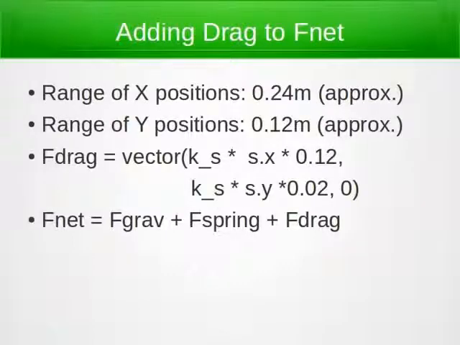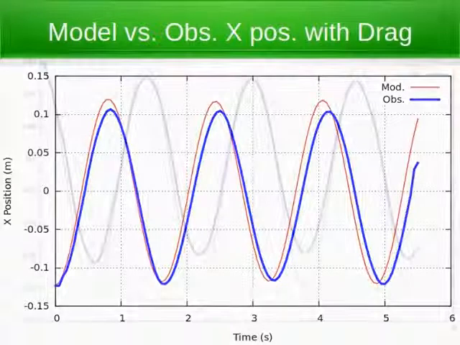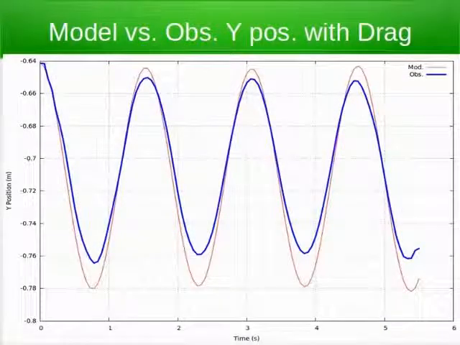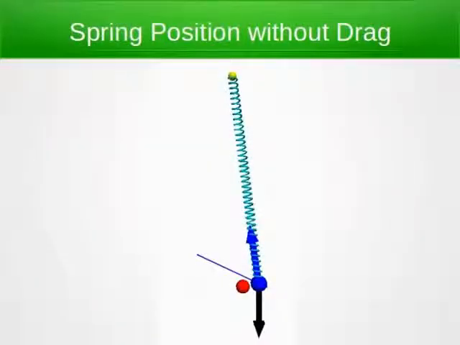We can use drag to improve the accuracy of the model positions. We use a drag vector which is added to the net force, and now you can see that the x positions are more closely related to the observed positions. Similarly, the y positions that we compute using the model are also close to the observed positions.